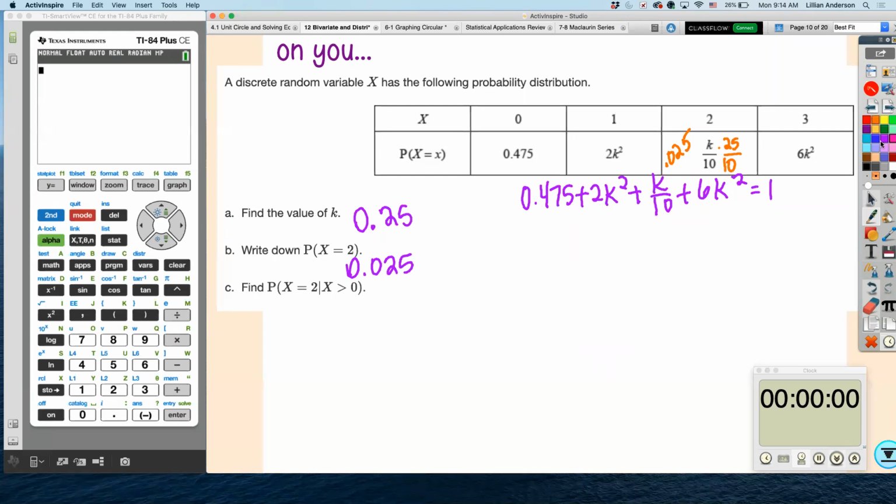Then for part C, it does say the probability that X is equal to 2, vertical line, where X is greater than 0. Remember that vertical line represents conditional probability. So to help you out, remember that's the probability of the intersection between the two divided by the probability of the condition, which is always the part that follows the vertical bar. So what did you guys give for an answer?